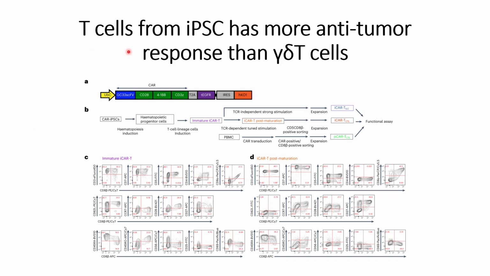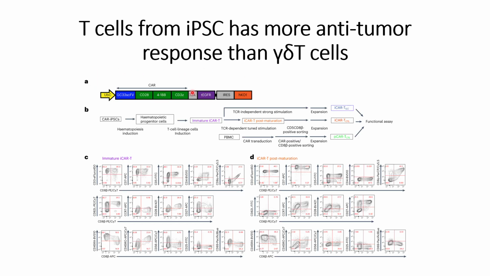In this video we will discuss that T cells from iPSCs have more anti-tumor response than gamma delta T cells. We will discuss the preliminary results that show the T cells that are differentiated from iPSCs. The results of its comparison with gamma delta T cells we will discuss in our next video. In this video we will discuss the experiments that they are planning in order to compare this hypothesis that has been published in previous literature.